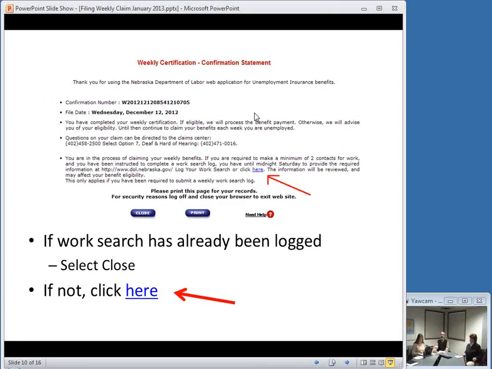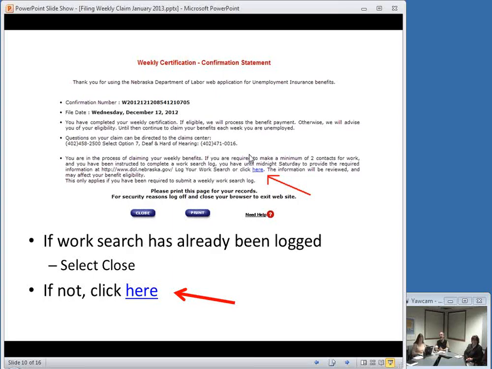They'll receive a confirmation statement. There's a long number here that they can take down as their own record showing that they have filed the week. And it will show what date it was filed. At this point, a person is allowed to select, click here, where they can enter their work searches if they haven't entered them already. They file beginning on Sunday for the previous week, and they have until the following Saturday to enter those work searches for the previous week.